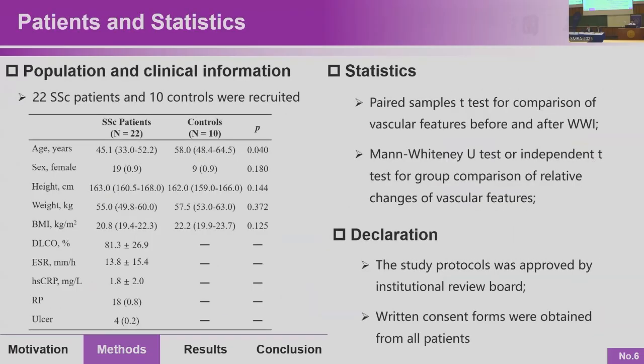We recruited 22 systemic sclerosis patients and 10 controls for this study. A paired samples t-test was used for comparison of vascular features before and after warm water immersion, and a Mann-Whitney U-test or independent t-test for group comparison of relative changes of vascular features.